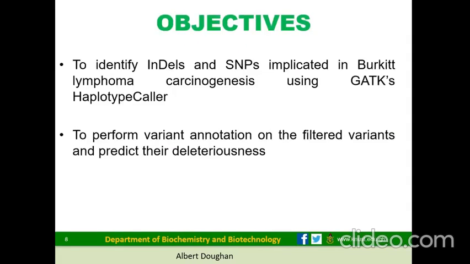So in light of this, and towards my contribution to the achievement of UN Sustainable Development Goal number 3, that is good health and well-being, the aims of this research were to identify InDels and SNPs implicated in Burkitt lymphoma using GATK best practices, and perform variant annotation to predict the effects of these variants, whether high, low, or moderate.